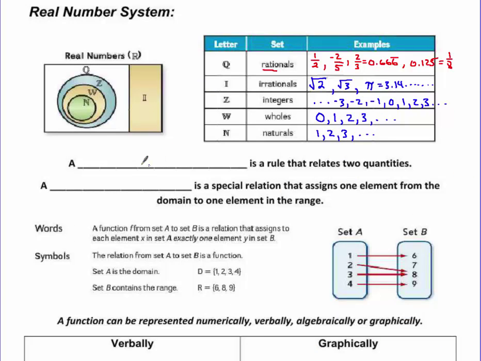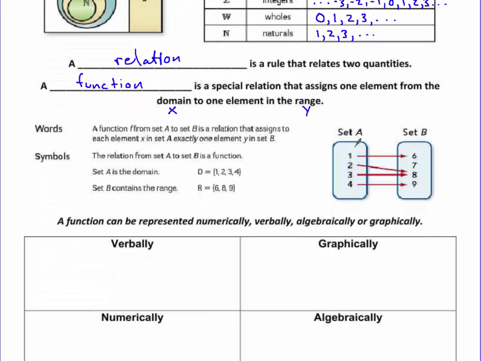A couple of words we need to learn are relation and function. A relation is a rule that relates two quantities. That's basically it tells you how two things are related. A function is a little more specific. A function is a special relation that assigns one element from the domain to one element in the range. That's a fancy way of saying that for every x there is a y. So every x matches up to one element in the y. If we look down at this little table we have, if these were the x's and these were the y's, you can see that this x matches one y. This x matches one y. This x matches one y.